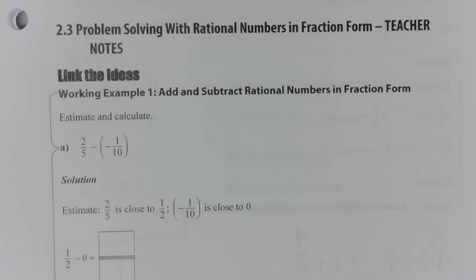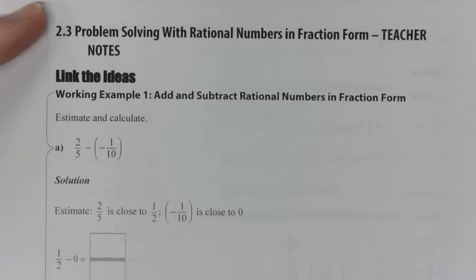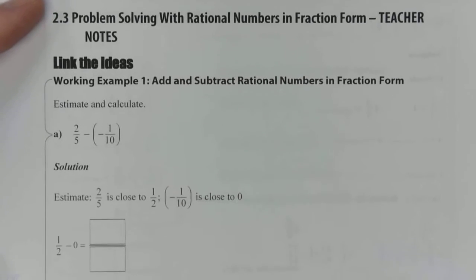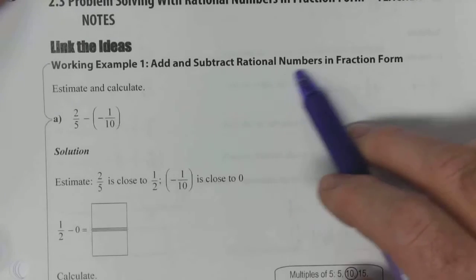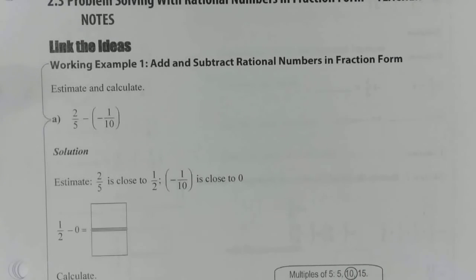2.3 is problem solving with rational numbers in fraction form. So 2.2 I believe was decimal form. This time we're actually working in fraction form. So you'll have to recall some of your manipulation tools with fractions. Working example number 1, adding and subtracting rational numbers in fraction form.